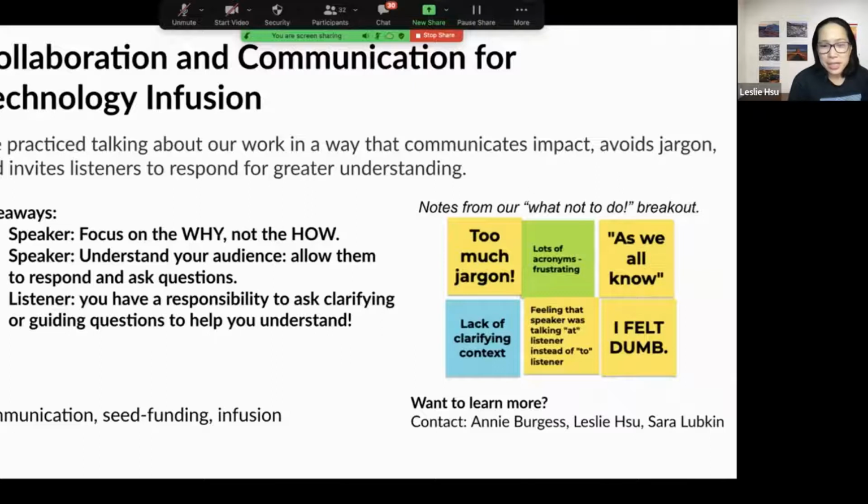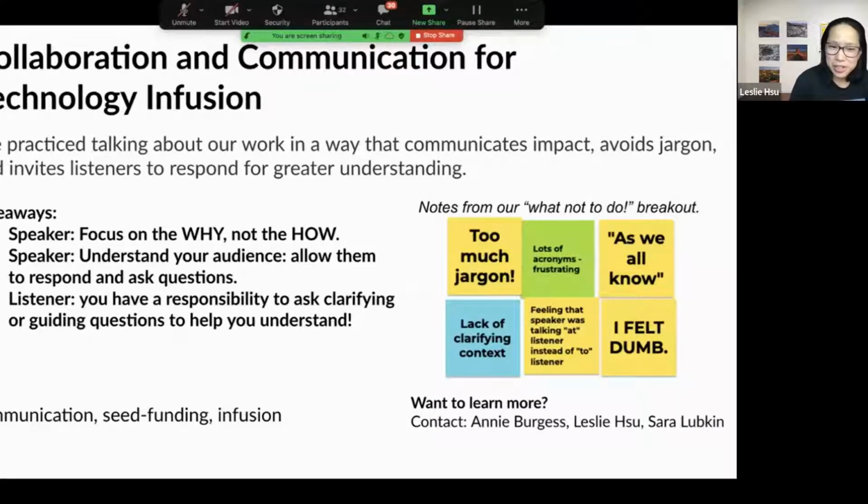To do this, we practiced talking about our work in a way that communicates impact, avoids jargon, and invites listeners to respond for greater understanding. On the right, you can see some participant contributed stickies from our online Jamboard after our what not to do discussion. There were a lot of acronyms, jargon, lack of context, and you never want your listener to feel dumb.